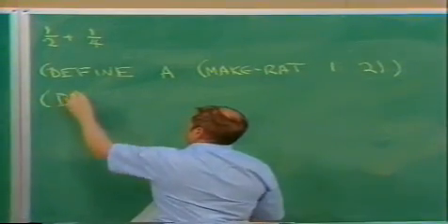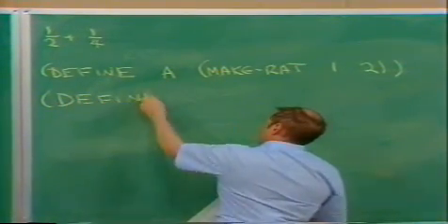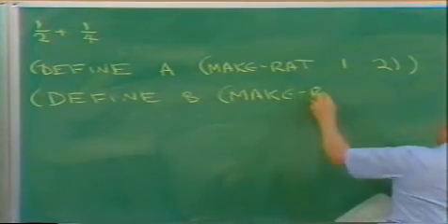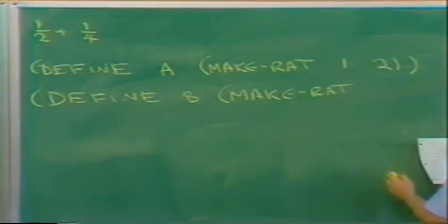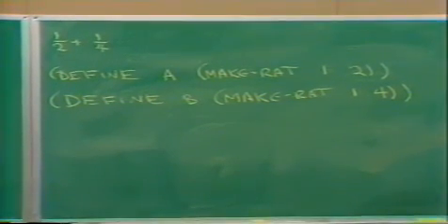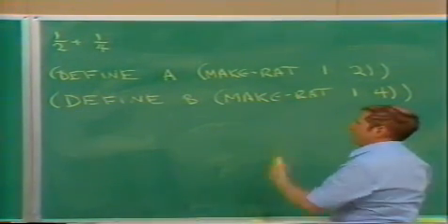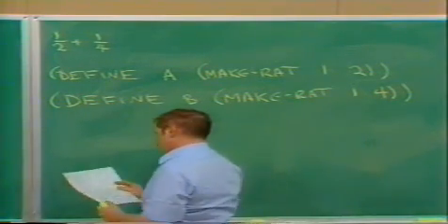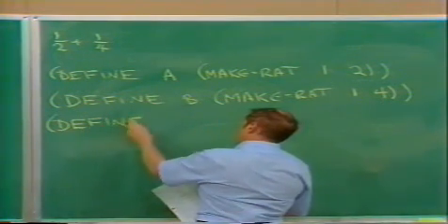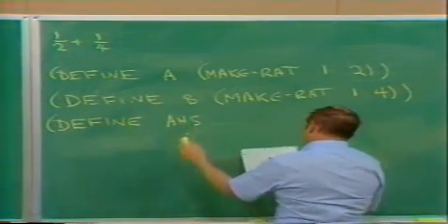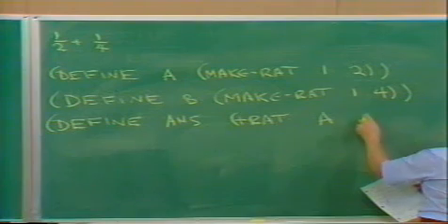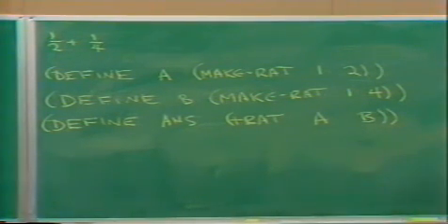And then I'll construct the 1/4. I'll define B to be make-rat of 1 and 4. And if I'd like to look at the answer, well, assuming I don't have a special thing that prints rational numbers, or I could make one, I could say, for instance, define the answer to be plus-rat of A and B. And now I can say, what's the answer?